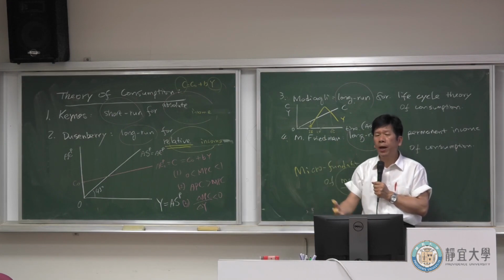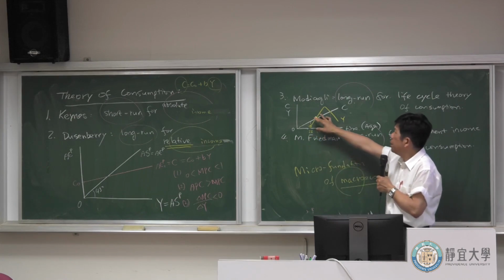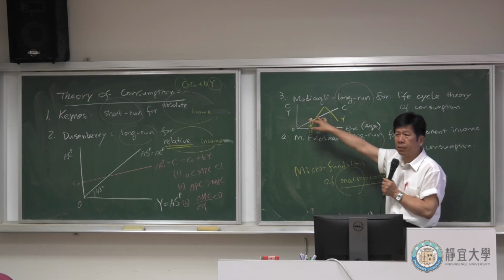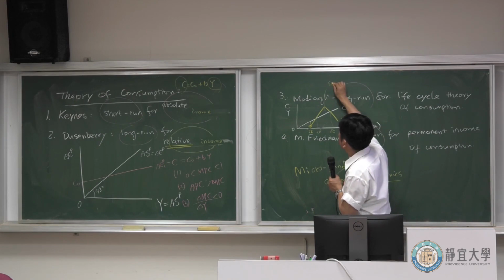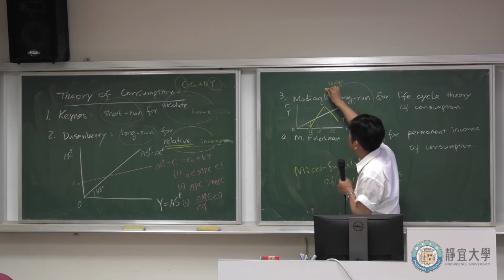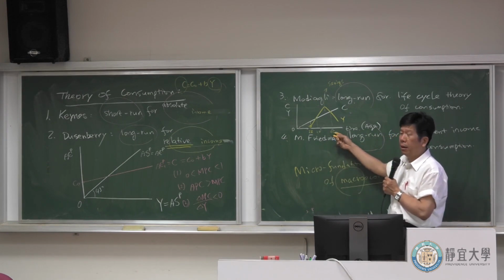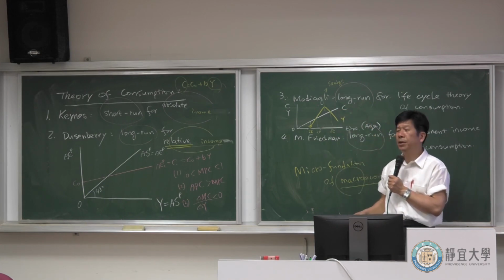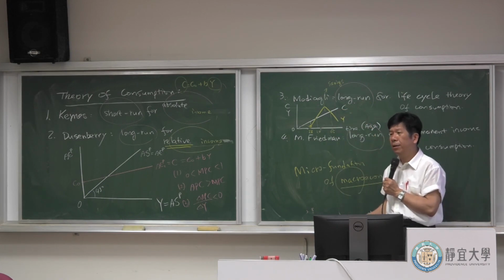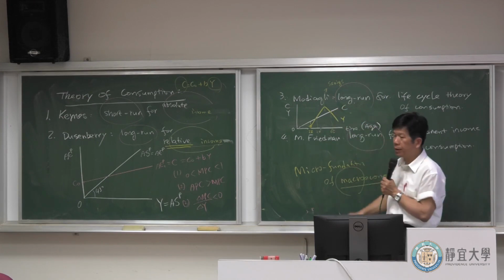When your age goes from 30 to 65, you can see your earning is always larger than your consumption. So here it represents that you have some savings. But after 65, your consumption is always larger than your income, because you are retired. When you retire, your earning will be less than your consumption.